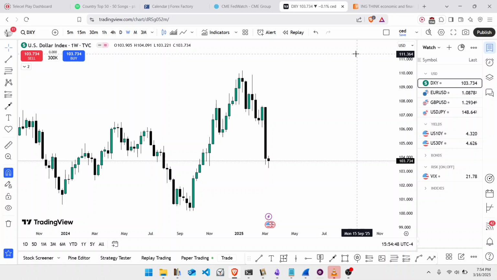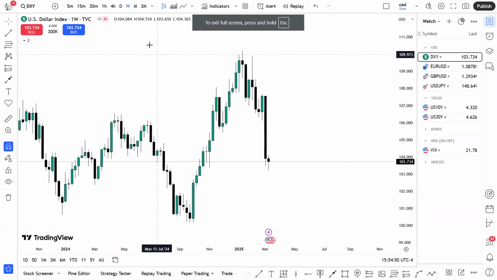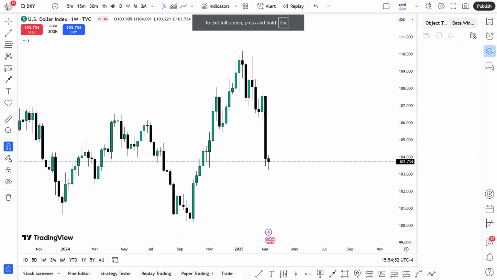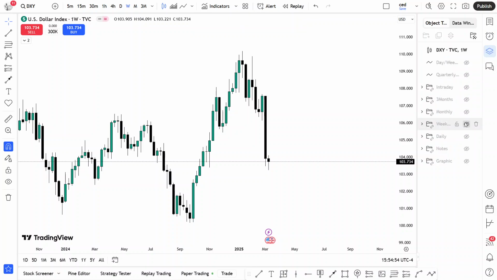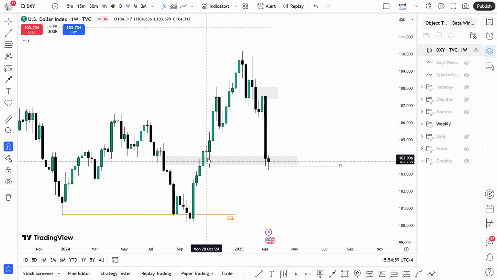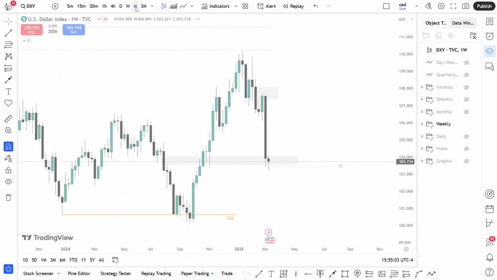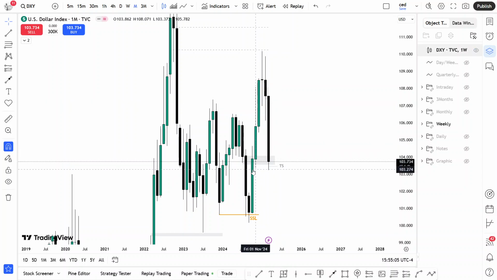So let's start with the DXY on the weekly chart. On the weekly chart, we have this inverse fair value gap, this huge down close candle, and on the monthly, you can see this fair value gap here. You have this huge drop, and I'm thinking of this fair value gap as maybe a PD array that can make the price react.